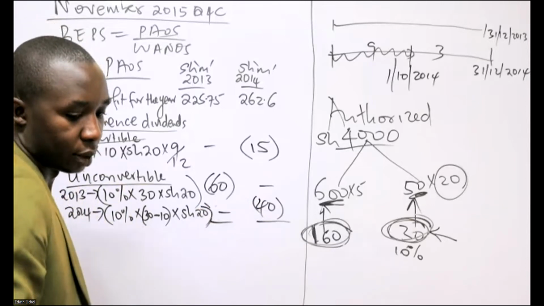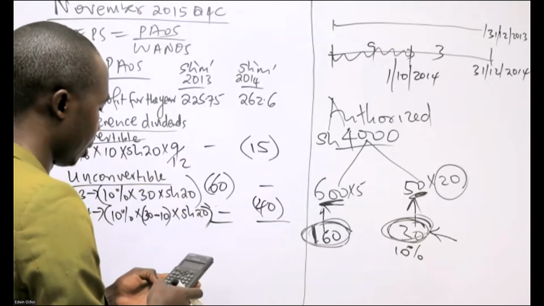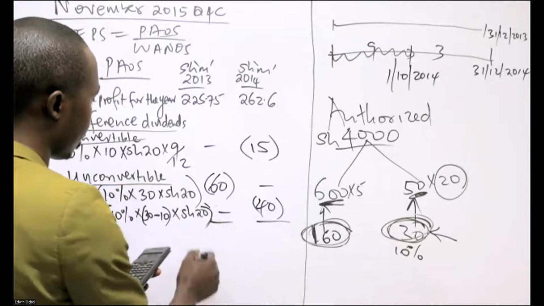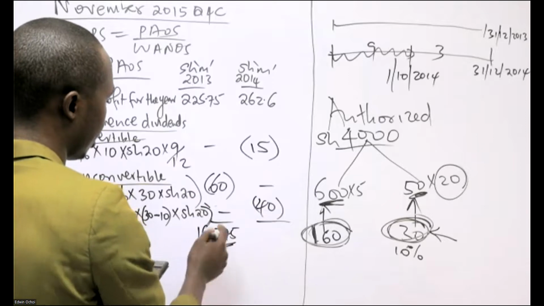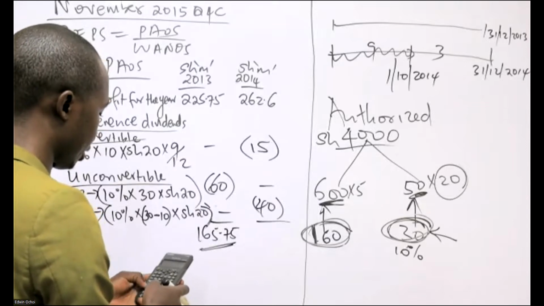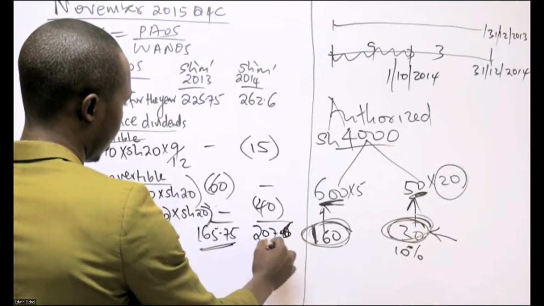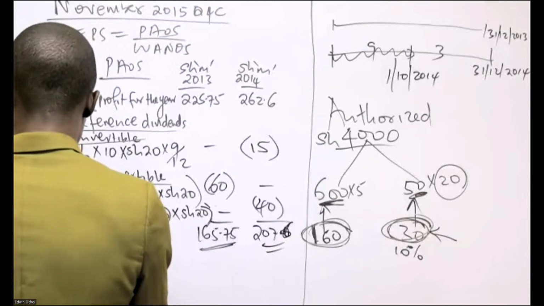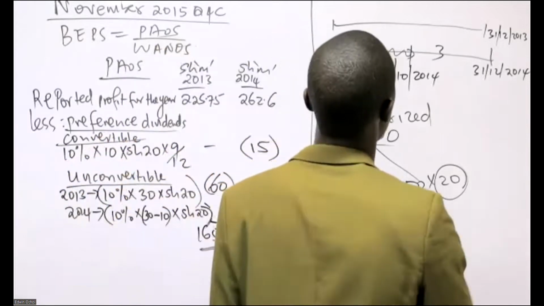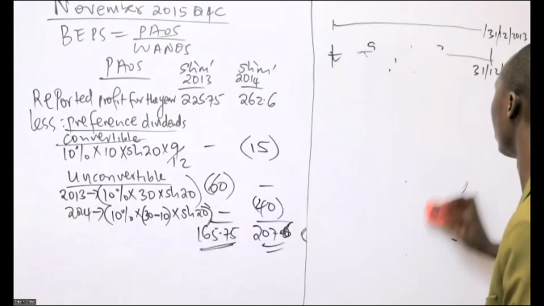So that is how you were supposed to do this. If there was, again, profit attributable to the NCI, we could have subtracted it. So this one is 165.75. 262.6 minus 15 minus 40, so this is 207.6. So that is how you are supposed to do the PAUs, not the one-offs. We are not yet done with the one-offs.